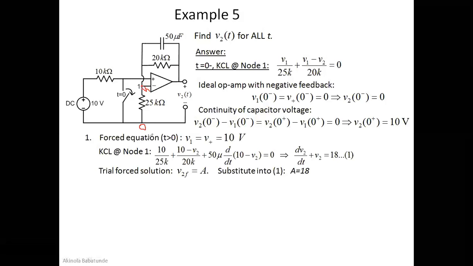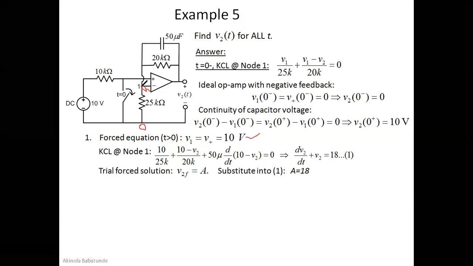So what we want to do is apply KCL at node 1, when t is greater than 0. At that point, we have t equal to 0 plus, anything greater than 0. So V2 of 0 plus is going to be 10 volts, as given to us here. That simply means V1 will be equal to V plus, which will be equal to 10. If you use the ideal op-amp negative feedback principle and then the continuity principle, we obtain these.